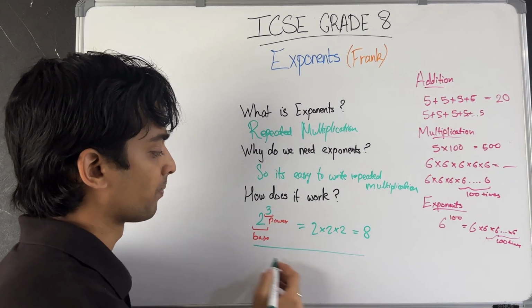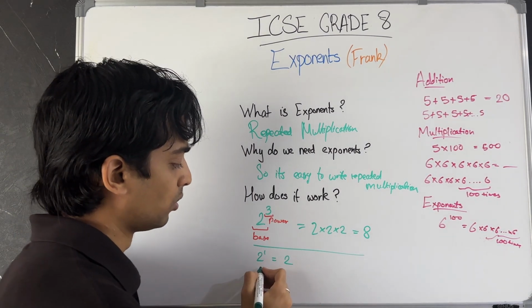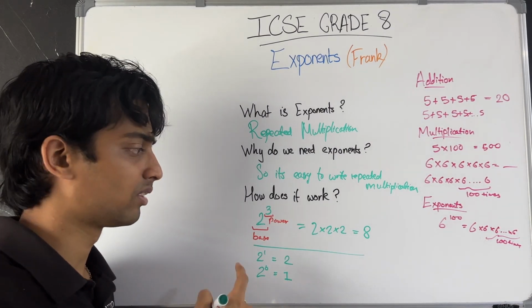Now 2 raised to 1 will be just 2 because it's one time. 2 raised to 0 will be 1. Anything raised to 0 is 1.